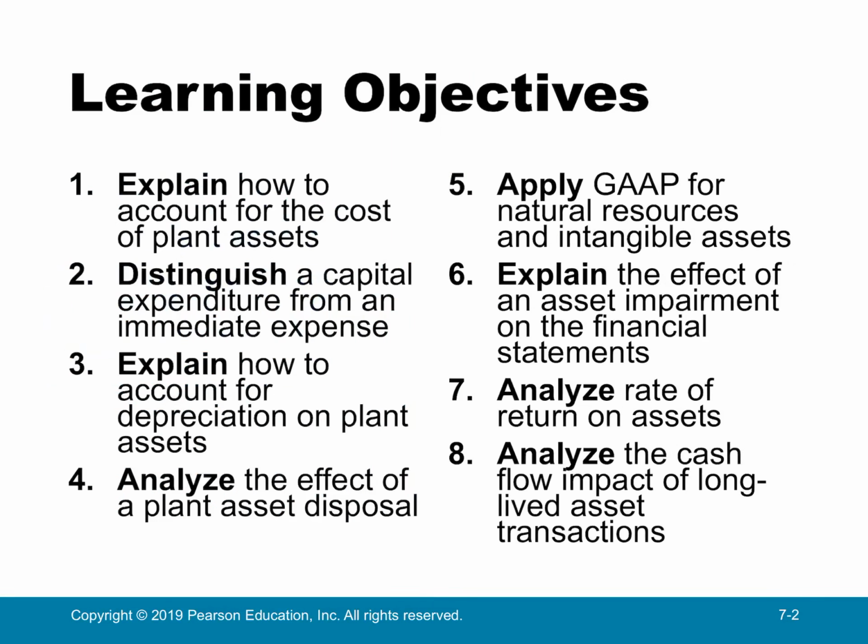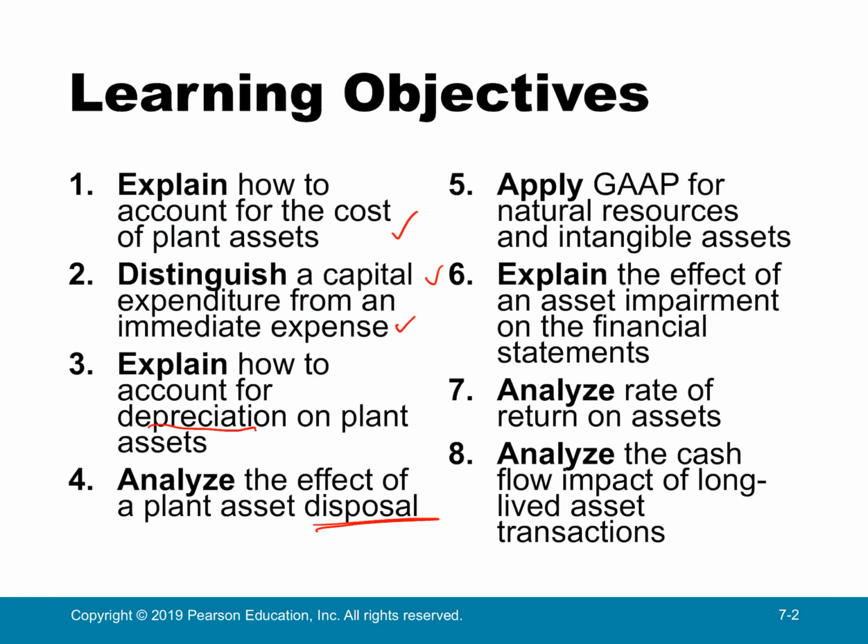This is a fairly lengthy chapter, so there's 8 learning objectives that we want to accomplish here, explaining how to account for the cost of plant assets. So how do we come up? Remember the historical cost principle, but there's a little bit more to that. Figure out what exactly is a capital expenditure versus an immediate expense. Explain how to account for depreciation. Analyze the effect of a plant asset disposal. So when we sell it or get rid of it, how do we account for that?